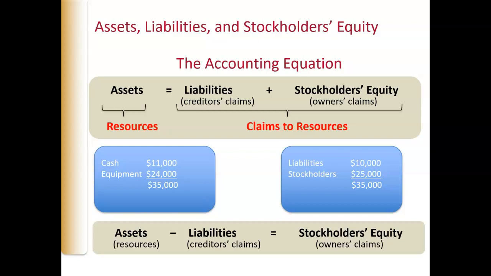If we're saying assets equal liabilities plus stockholders' equity, this is really simple math. If we bring the liabilities over to the other side, wouldn't it be assets minus liabilities equal stockholders' equity? It just always equals, guys. It has to.